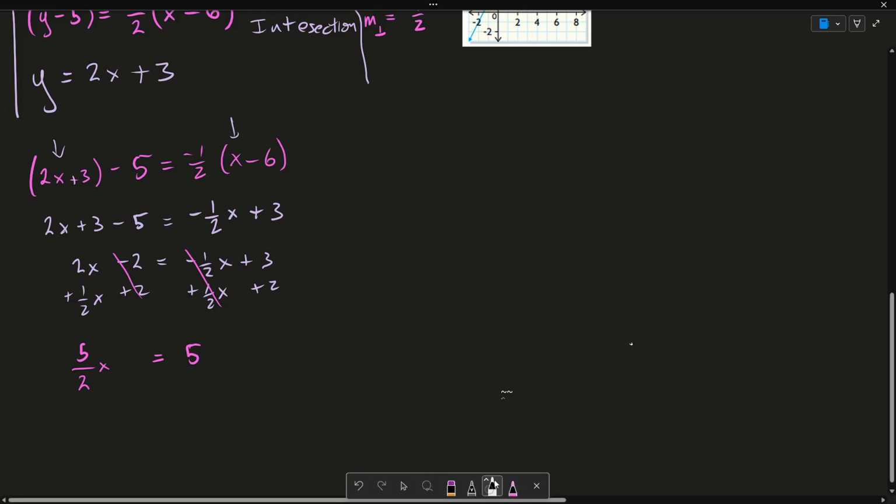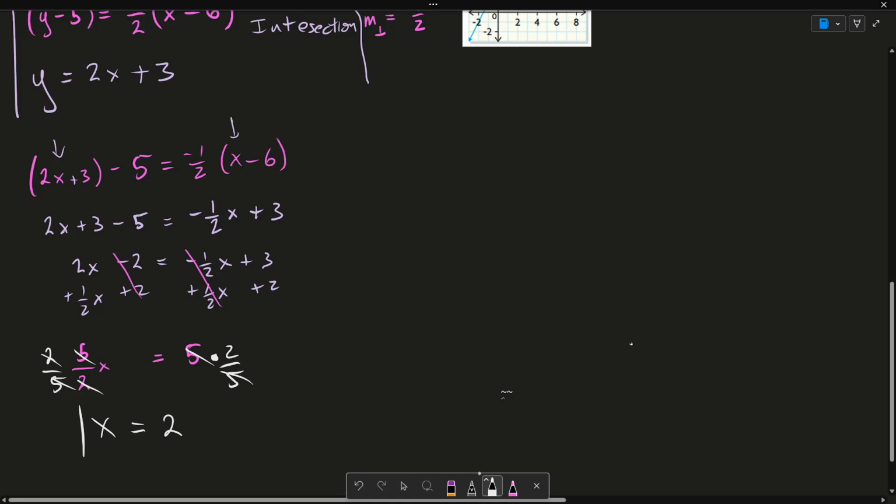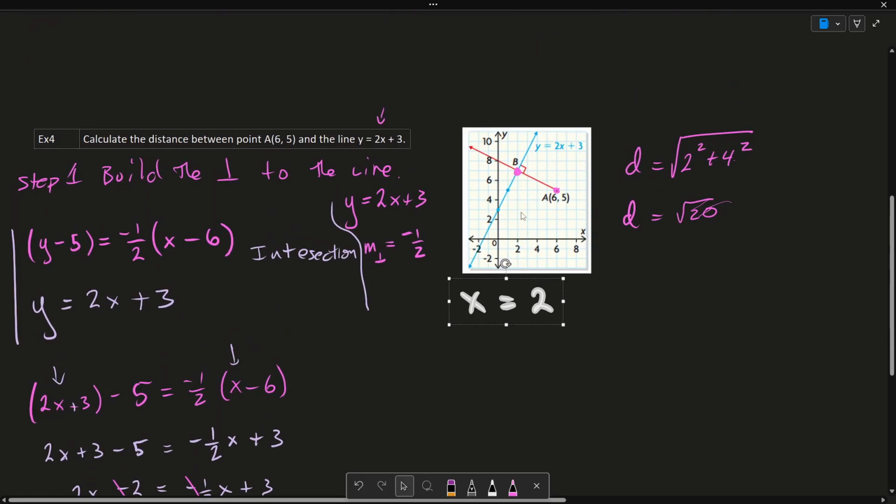There. Now if I multiply by 2/5 on both sides, the 2's cancel, the 5's cancel, leaving just an x. And here the 5's happen to cancel just by coincidence. And look, x equals 2, which is exactly what I was expecting. X equals 2 right there. That's the intersection point for B. All right.